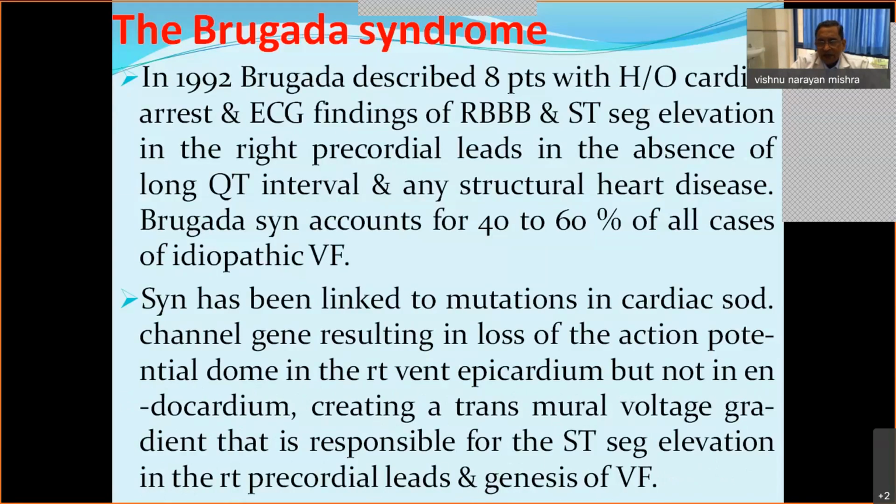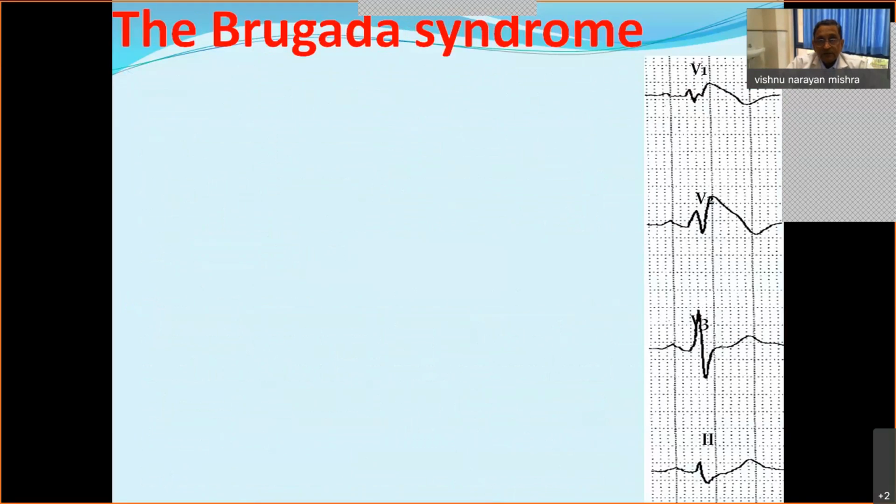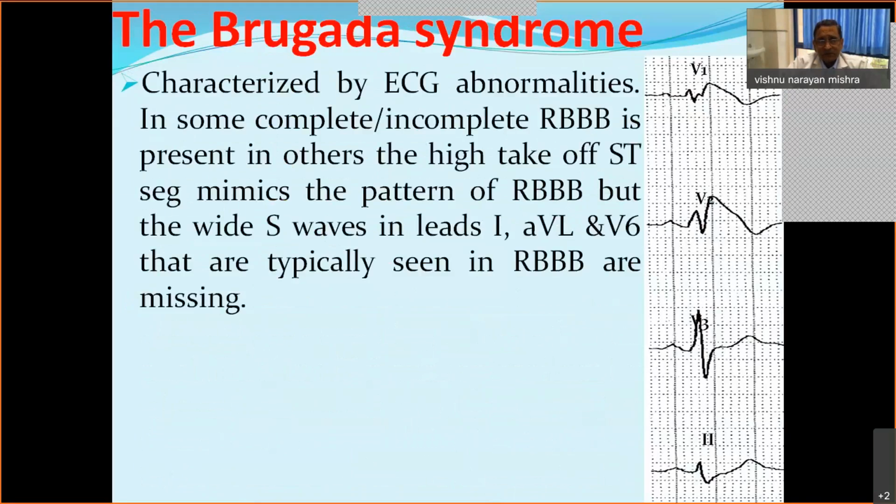This syndrome has been linked to mutation in the cardiac sodium channels gene, resulting in loss of the action potential dome in the right ventricular epicardium, but not in the endocardium, creating a transmural voltage gradient that is responsible for ST segment elevation in the right precordial leads and genesis of VF as well. So here we are concerned with how this could be used as a differential. Now here you are seeing this is characterized by ECG abnormalities. In some, incomplete right bundle branch block is present.